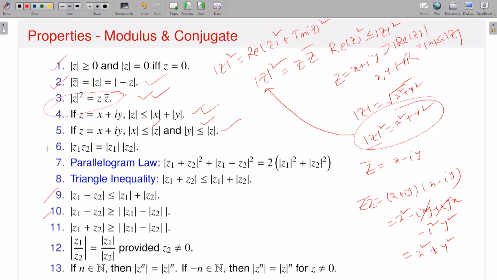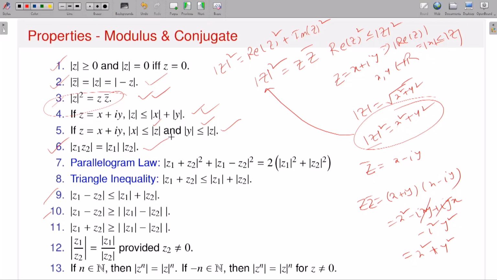Then if I take the absolute of the product of two complex numbers z1 z2, it becomes mod z1 times mod z2. Then you will have the parallelogram law. What is that? If I start with two complex numbers z1 and z2, then modulus of z1 plus z2 square plus modulus of z1 minus z2 square is exactly 2 times mod z1 square plus mod z2 square. Again, this is very trivial.